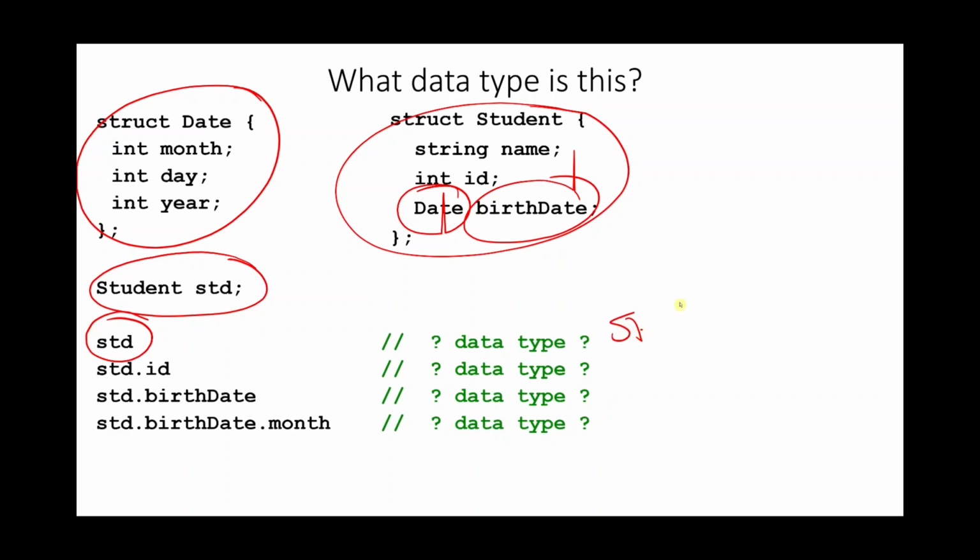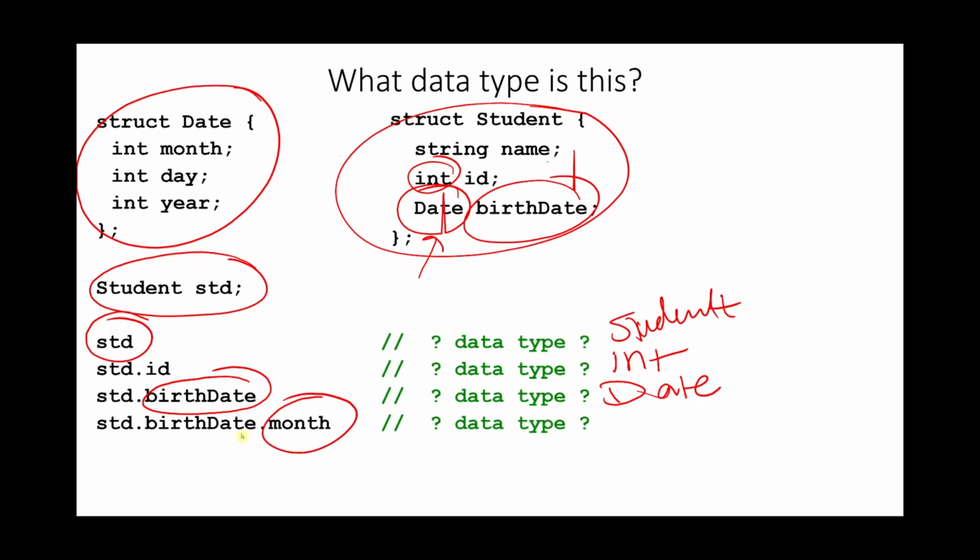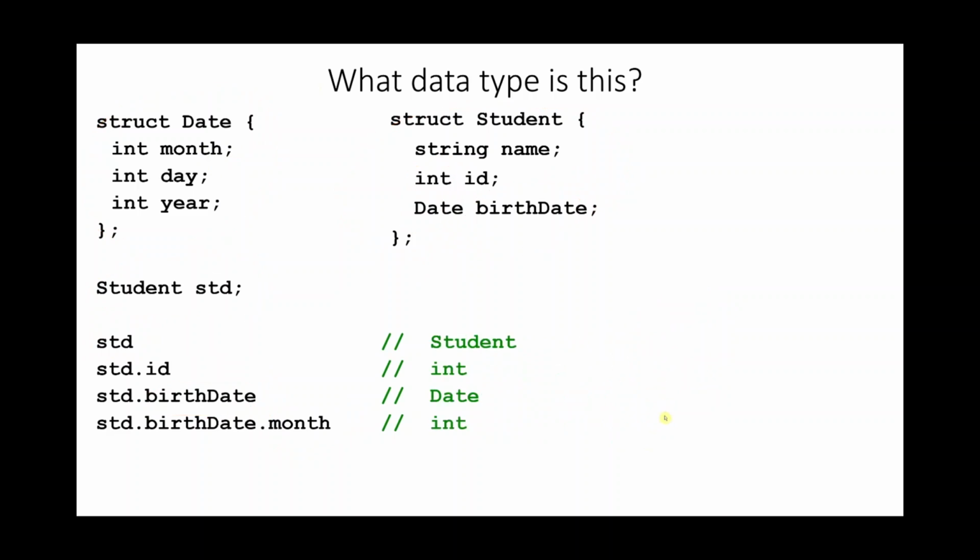So that is student. ID: go to student, and what is ID? It's integer, so that is int. Birth date: go to birth date, and it's of type date. This is the type. And month is in birth date, so go to birth date of type date and find month. Month is of type int. Check it. So student, int, date, and int.